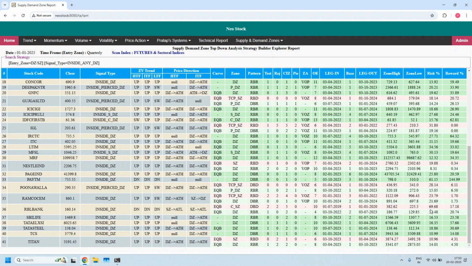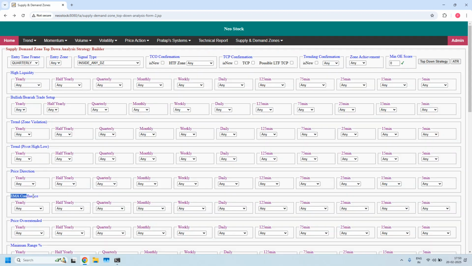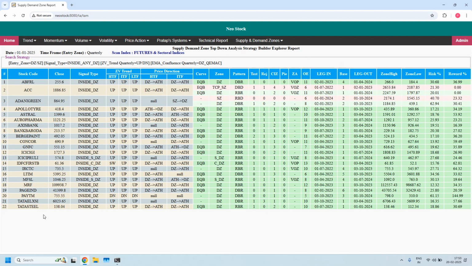We can further filter this list by setting the EMA Confluence and the quarterly demand zones. So in the EMA Confluence at a quarterly time frame, I am setting the filter quarterly demand zone having quarterly EMA Confluence. And also trend on the quarterly time frame should not be sideways when we set EMA Confluence. So it can be up or down. So with these filters, now the list has come down to 22 stocks. All these 22 quarterly demand zones are having quarterly EMA Confluence.